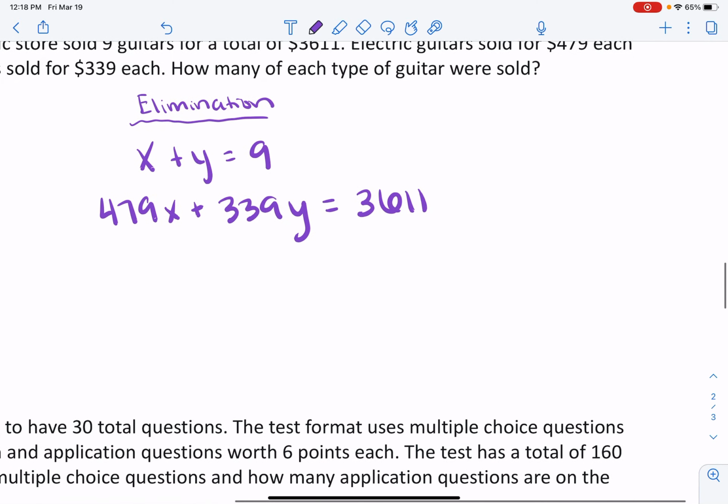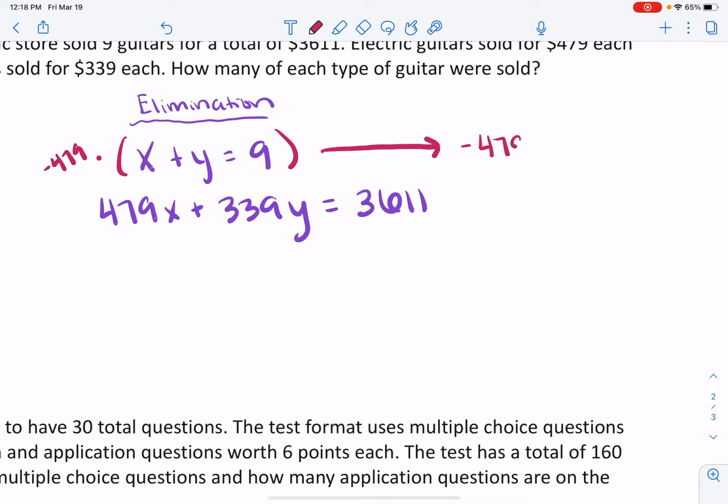So for elimination, we're trying to find a way to eliminate something, right? So I'm going to multiply this top equation here. And you could really choose either x or y. I think I'm just going to go ahead and eliminate x first. So I'm going to times the whole top equation by negative 479. Because when I do that, this changes the top equation to negative 479x minus 479y equals 9 times negative 479, which would be negative 4311.